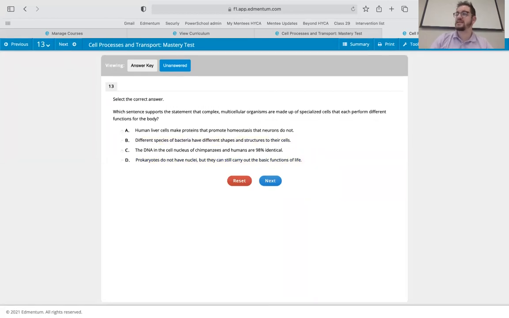Which sentence supports the statement that complex multicellular organisms are made up of specialized cells? So we have specialized cells, right? Human liver cells make proteins and they do something different than the neurons, than the heart, than the lungs. Okay, that's how we know all of our cells have the same genetic information, but they have special roles. They do different things, they look different. That's what's important, that's what's unique.